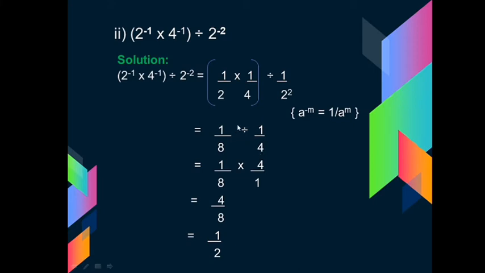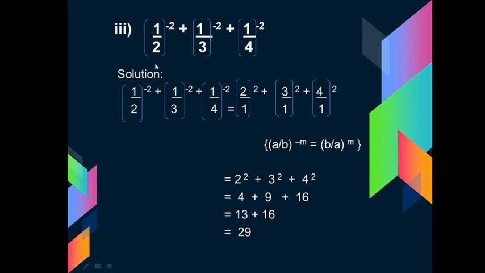Now this division sign can be changed into a multiplication form, and to change it we will write the reciprocal of the next number. So 1 upon 8 multiplied by 4 divided by 1. Now it is multiplication, so multiply the numerator with the numerator and the denominator with the denominator. So 1 into 4 will become 4, 8 into 1 will become 8, and 4 divided by 8 is equal to 1 upon 2. So this is how we got the value for this given expression.